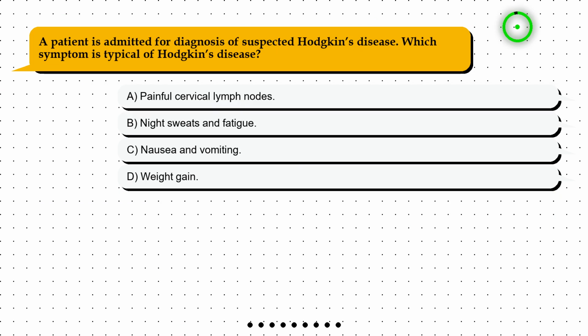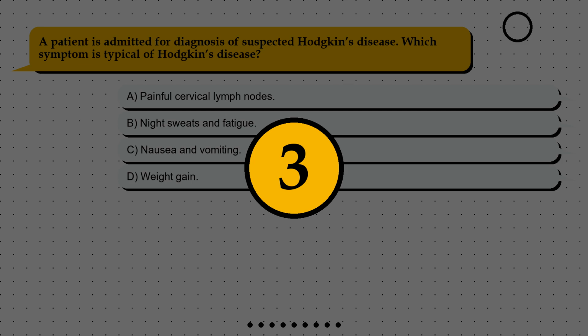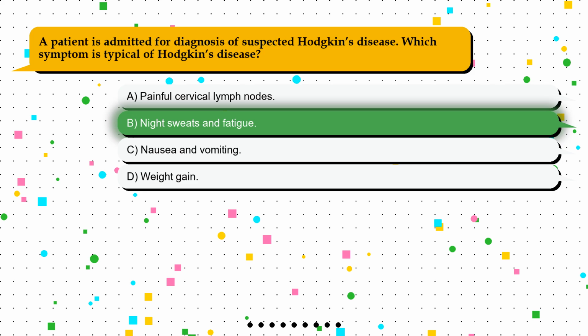Question 8. A patient is admitted for diagnosis of suspected Hodgkin's disease. Which symptom is typical of Hodgkin's disease? Option A. Painful cervical lymph nodes. Option B. Night sweats and fatigue. Option C. Nausea and vomiting. Option D. Weight gain. The correct answer is option B, night sweats and fatigue.